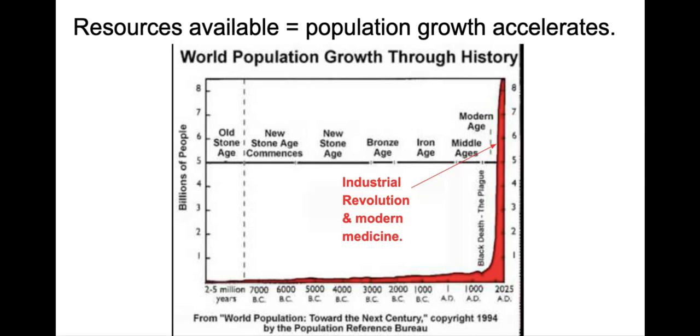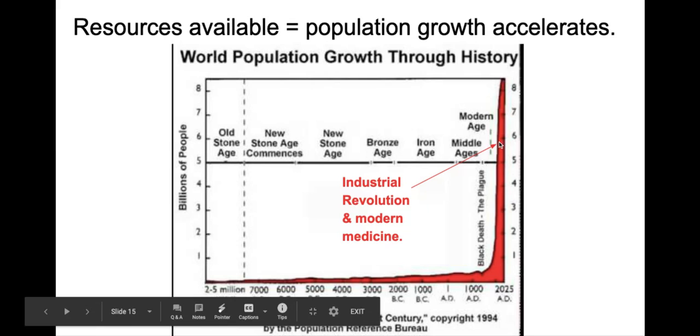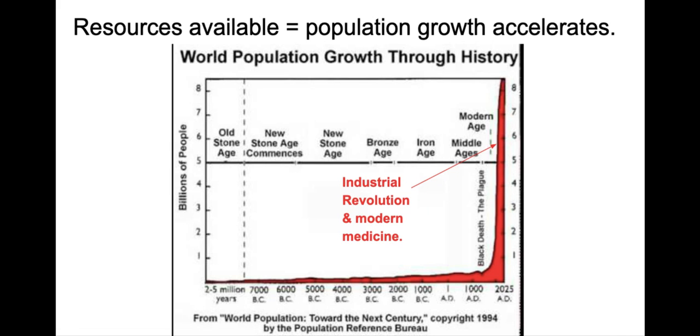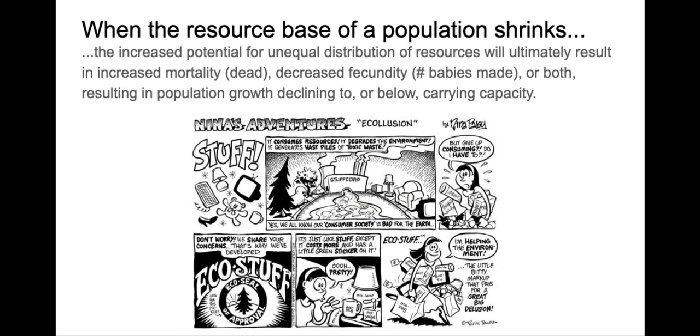So over here, over history, we have seen that we humans have grown after the industrial revolution and modern medicine. Our population has grown very rapidly because there are resources available, there is better healthcare, and there is supposedly food available, even though this is not equally distributed.